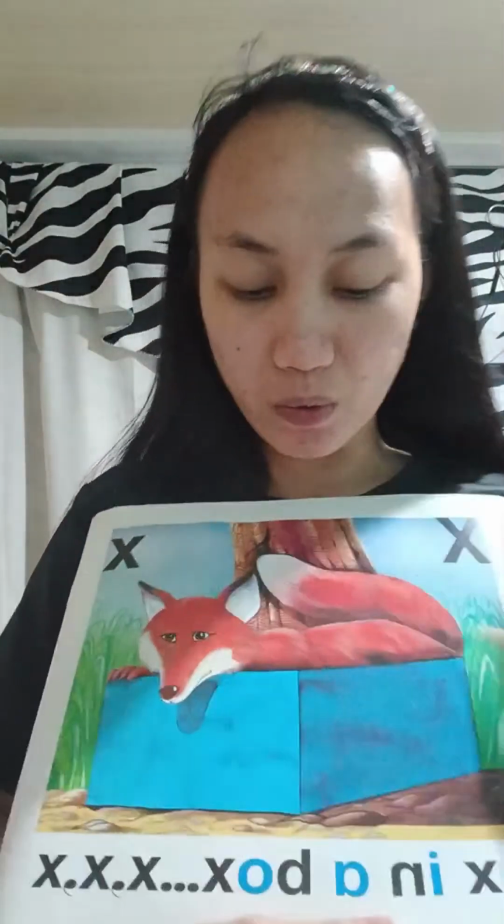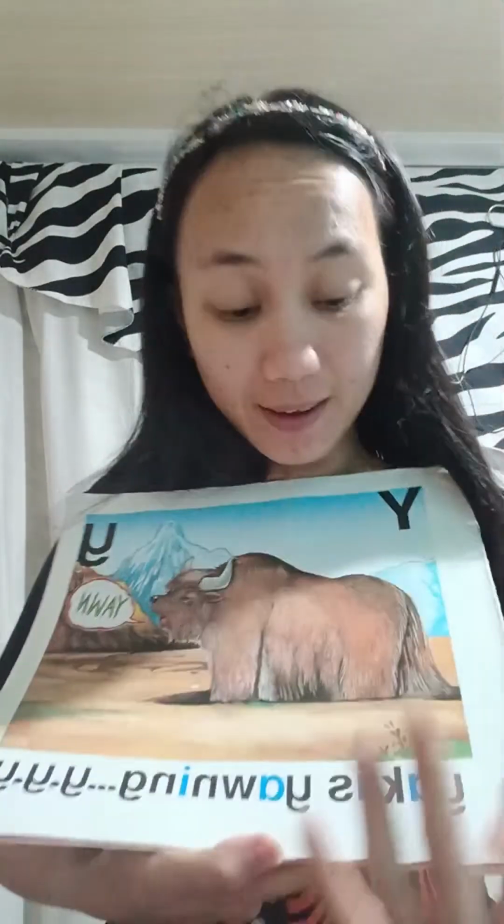To X. So X as in fox. Fox in a box. Is the sound of X. Xylophone, X-ray. What else? Next we have Y. Y here has the sound of y, but we also have Y as in fly, as in butterfly.